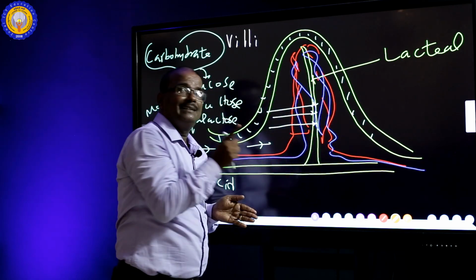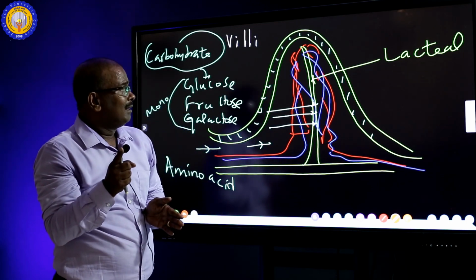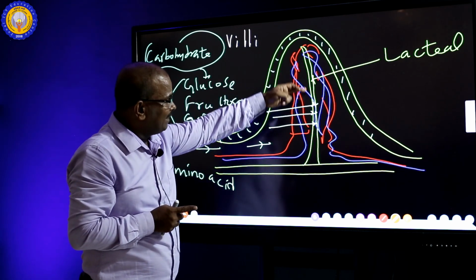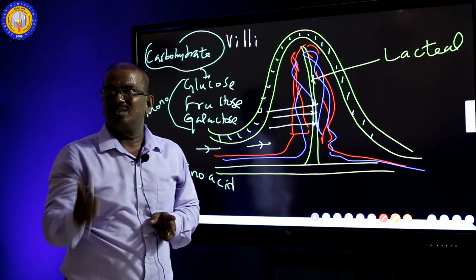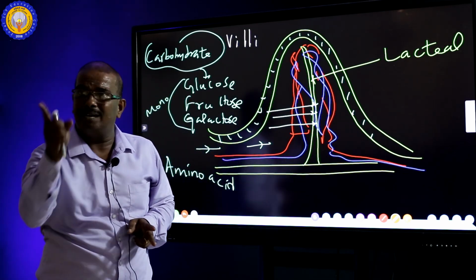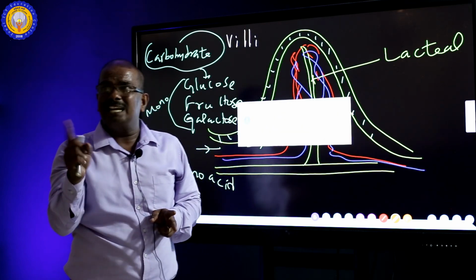Then this fatty acid and glycerol from the lacteal circulates with the lymph. There are two circulatory systems in our body. One is the blood circulatory system, the other is the lymphatic system.